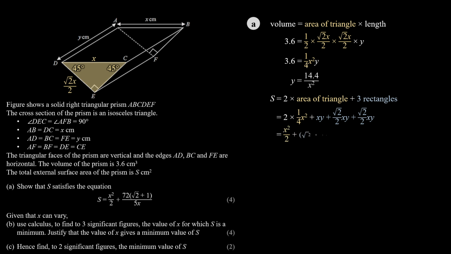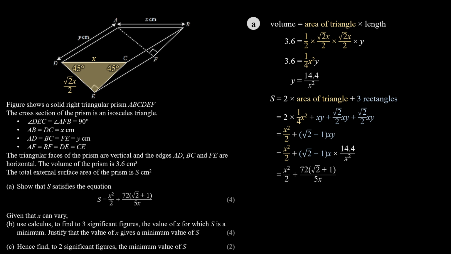Factoring out xy from the last 3 terms and substituting y equals 14.4 over x squared, we derive the expression for the surface area. S equals x squared over 2 plus 72 times (root 2 plus 1) divided by 5x.